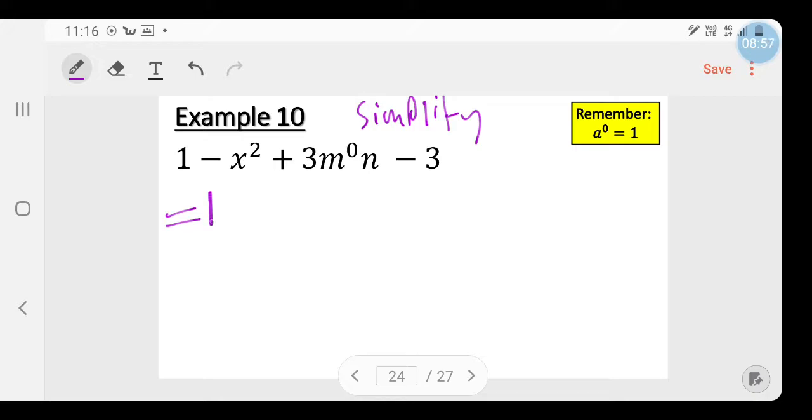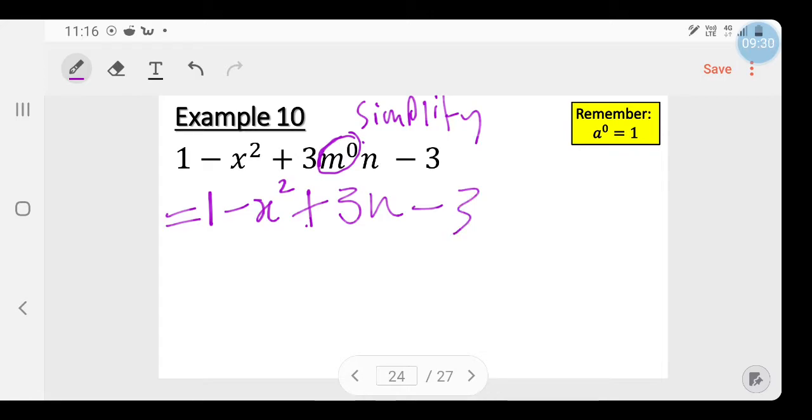Okay, can't simplify 1 minus x squared. Okay, we've got an m to the 0 in the next term. So 3 times m to the 0 means 3 times 1, which just means 3. So plus 3. This becomes a 1. So 3 times 1 times n. And then the minus 3.